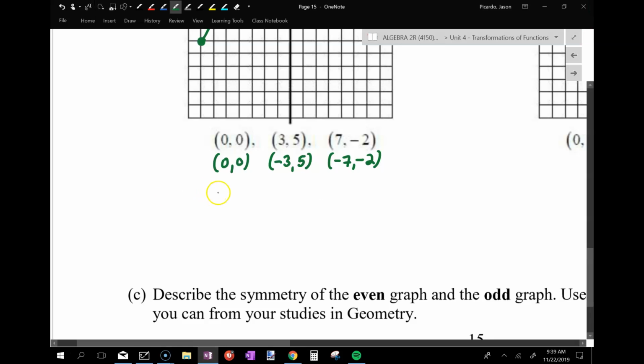So in this picture, what happened? I had a value and I got a value of a, meaning some general point. But then I negated the input and I still got the same result as an output, didn't I? In other words, I plug in 0, I get 0. The outputs didn't change. I plug in 3, I get 5. I plug in the opposite of 3 and I still get 5. I plug in 7 and I get negative 2. I plug in the opposite of 7 and I still get negative 2. Okay, that's going to be important in a minute.